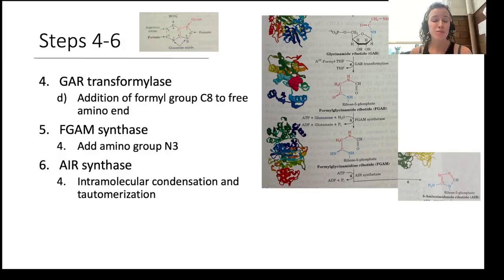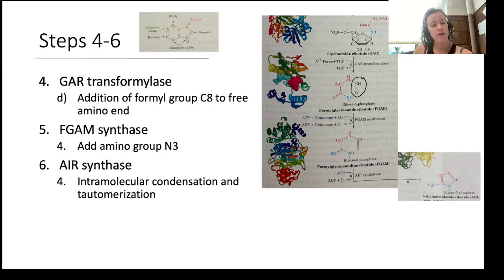Now what about the next 3 steps? Okay, so step 4, performed by GAR transformylase. We're going to take GAR and we'll add a formyl group that is a 1 carbon transfer to add the C8, this carbon here. And we're popping it on to the free amino end. So bam, we added that one carbon unit right onto the end of that amino group that was hanging off.